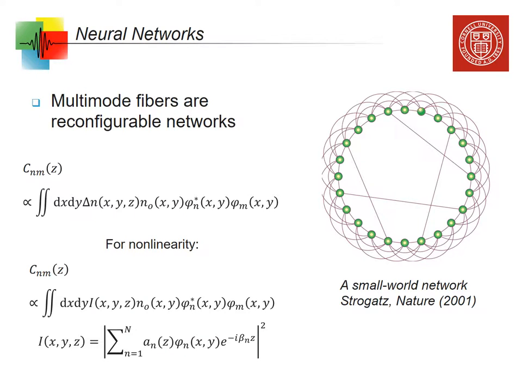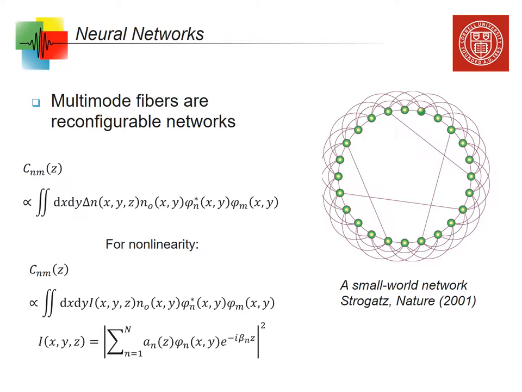In addition, we can think about things like neural networks. Neural networks are obviously configurable, reconfigurable networks. Multimode fiber is a reconfigurable network. In particular, we can exactly write out what that network looks like in terms of the adjacency matrix. In the case of nonlinearity, let's say we had a strong beam to control that network. It would look something like this.